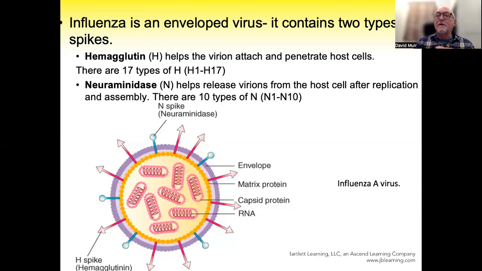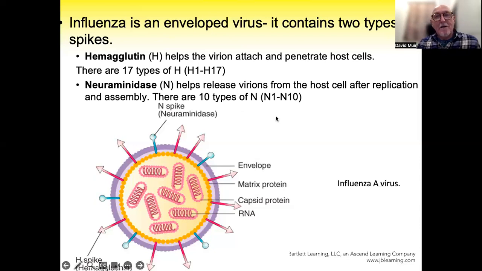emergence of the virus from the host cell, not with its entry. And there are 10 kinds of N. More will surely be discovered as time passes. And these N spikes are numbered N1 to N10. And any influenza virus can be characterized by its H and N proteins. So that's why you will hear a flu virus referred to as being an H1, for example, an H1N1 virus, or any other combination of these.